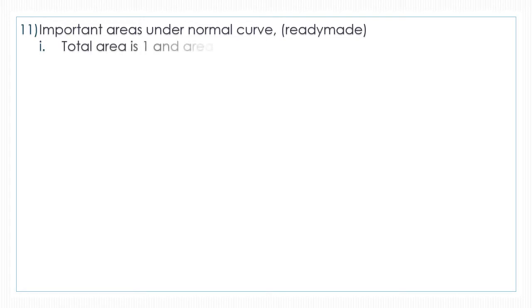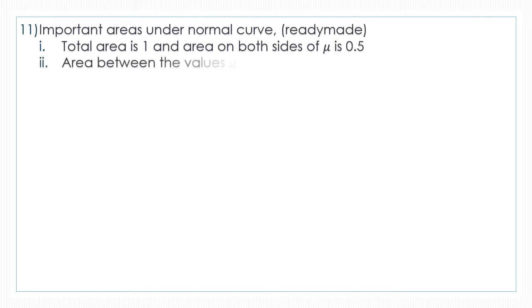Then the 11th property, the last one actually, but there are many sub properties in this: important areas under the normal curve. First one, the total area is 1, we know that, and the area on both sides of mu is 0.5. Of course we know that. The area between the values mu minus sigma and mu plus sigma, that is mu plus minus sigma, is 0.6826. The probability is 0.6826.